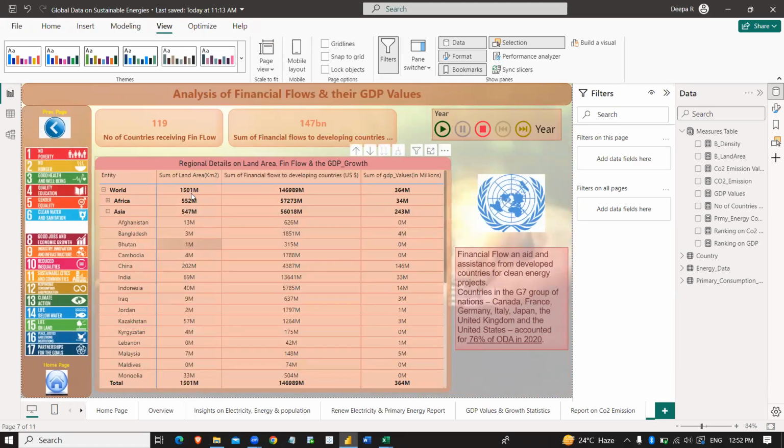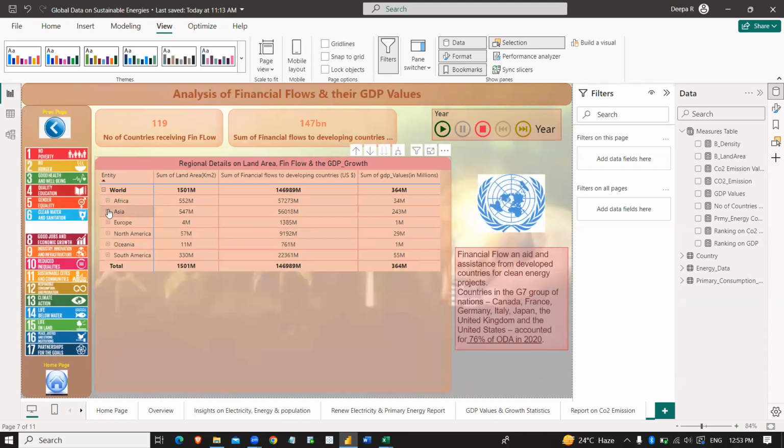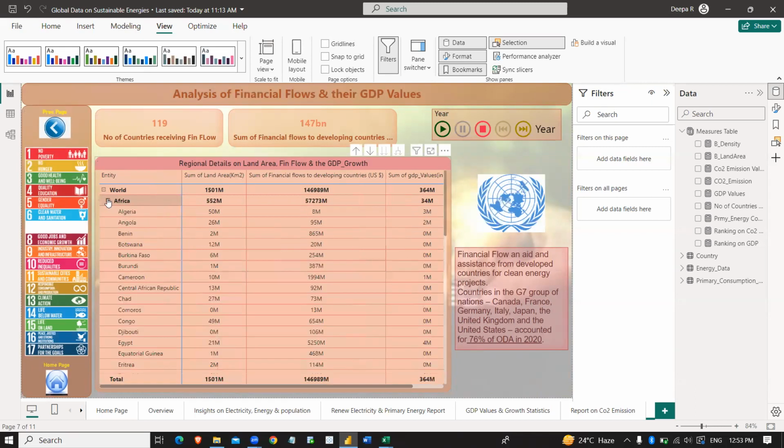So here I have tried to give these metrics. I've used a matrix chart over here where I have taken the sum of land area, the sum of financial flows to the developing countries, and the sum of GDP values in millions, so that we can have a look at it. We can check how much they are having. Whichever country you want to expand, you can expand and check the values of their land area, their financial flows, and their GDP.